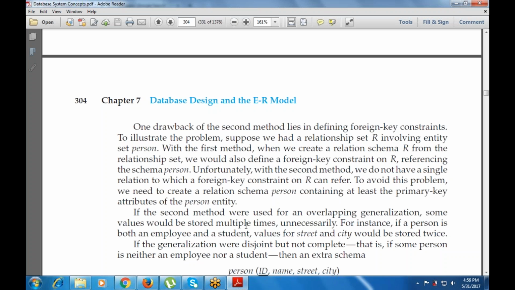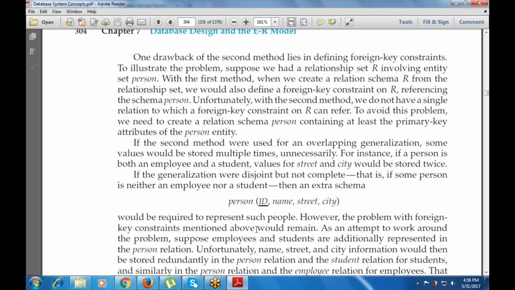And if the second method were used for overlapping generalization, some values would be stored multiple times unnecessarily. If a person is both an employee and a student, the values for street and city would be stored twice. And if the generalization were disjoint but not complete, that is, some person is neither an employee nor a student, then an extra schema, person with ID, name, street, city, may be required to represent such people.